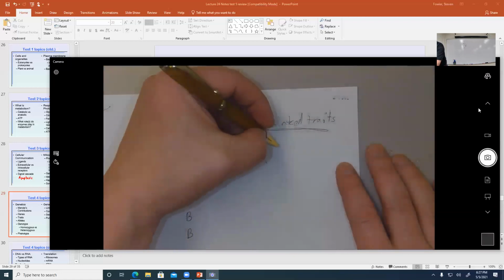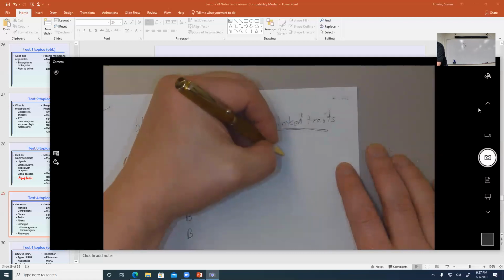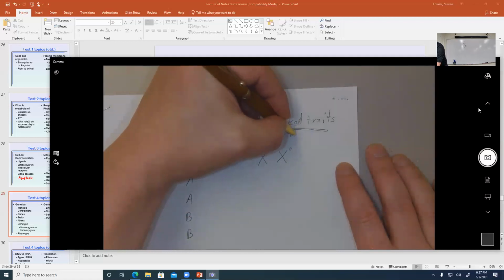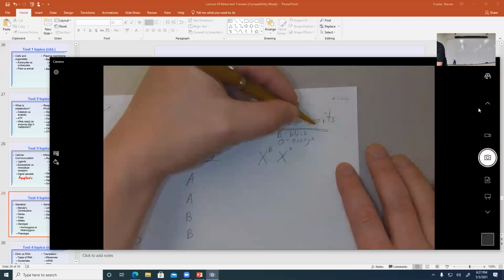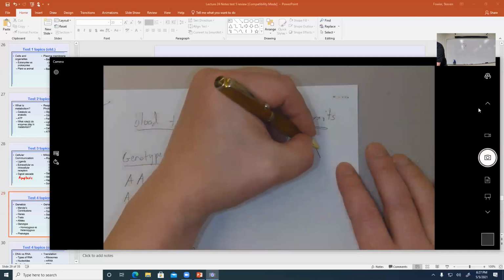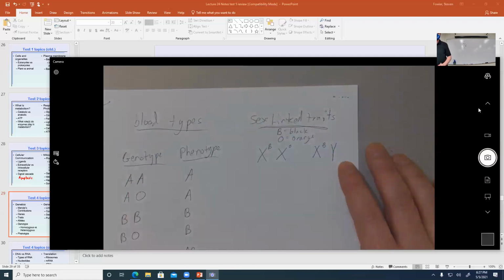But let's say with cats, let's say that there's black and orange. So let's say B is black, O is orange. Okay. So say I've got a cat that has both black and orange on their X chromosome. It's a female cat has black and orange on their X chromosome. And we've got a male over here that has black on his X chromosome, but then he's got a Y chromosome.